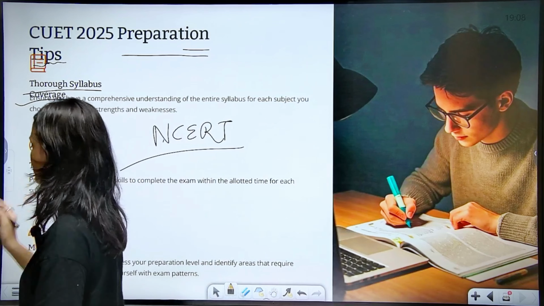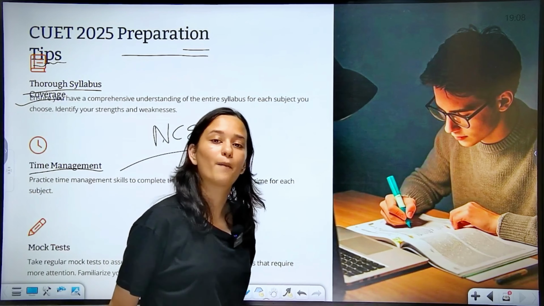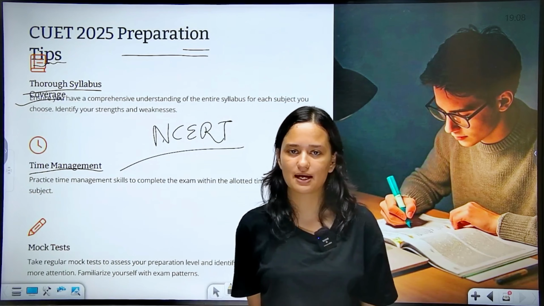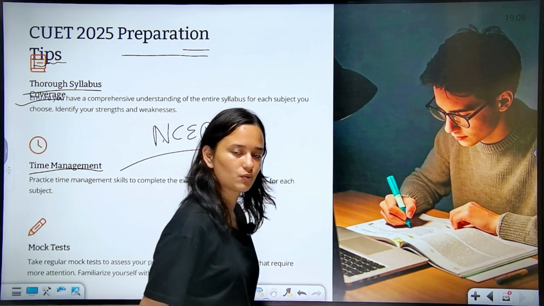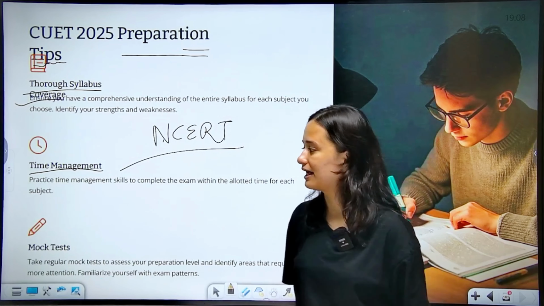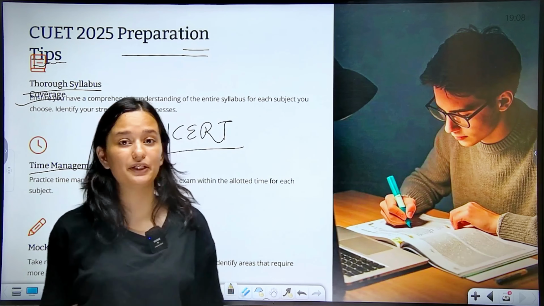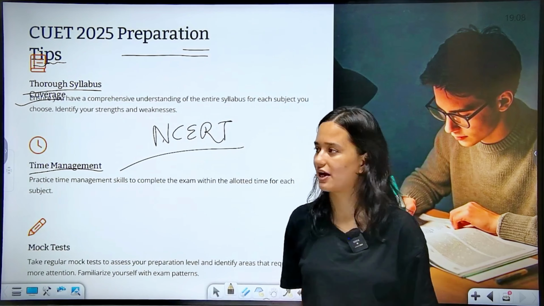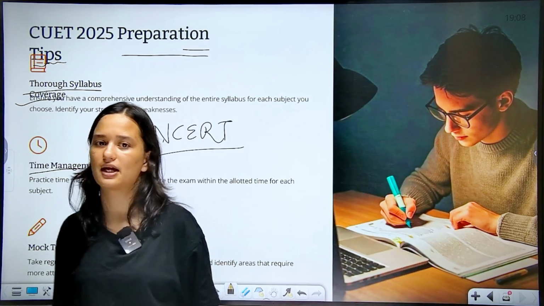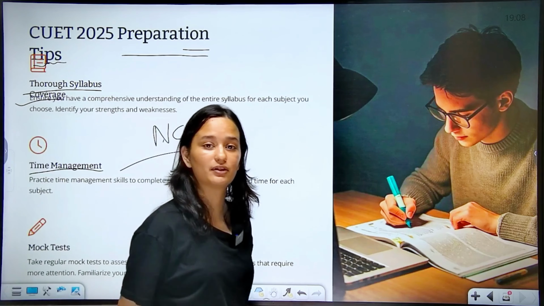Then there is time management. It is very important in competitive examinations as well as any other examination to manage your time. Unlike your school examination, we have a limited time, and in that time you must complete your examination. Okay, it's October going on. You must have your examination starting from May or maybe even before that.